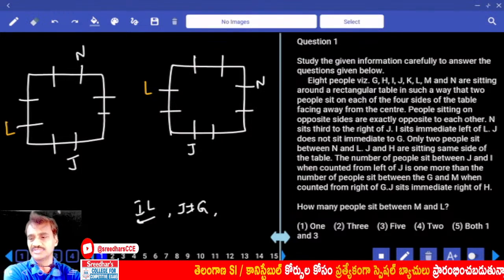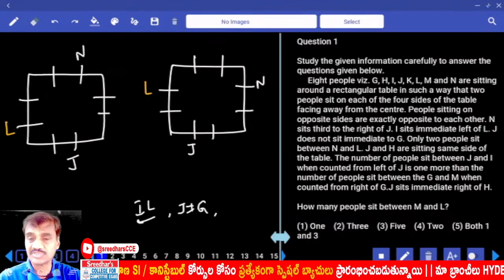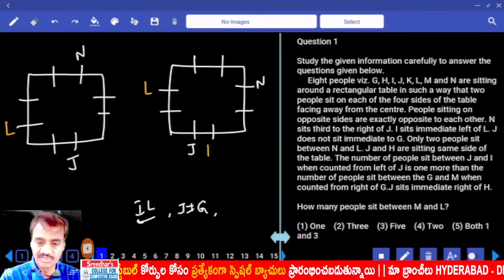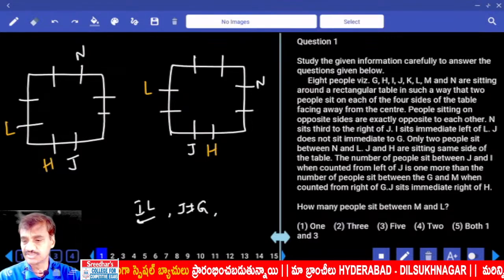Then, J and H are sitting on the same side of the table. Now which 2 persons are on the same side? J and H. Now H is here. Here again H is here. J and H are on the same side.